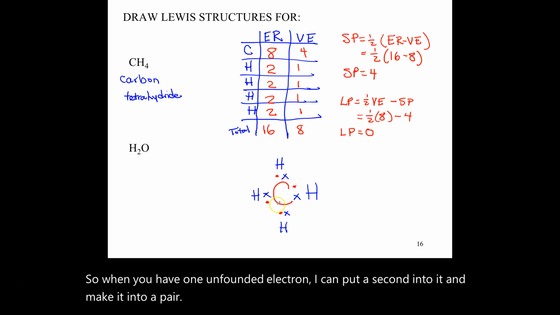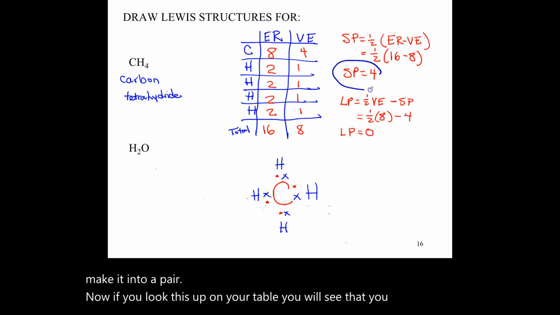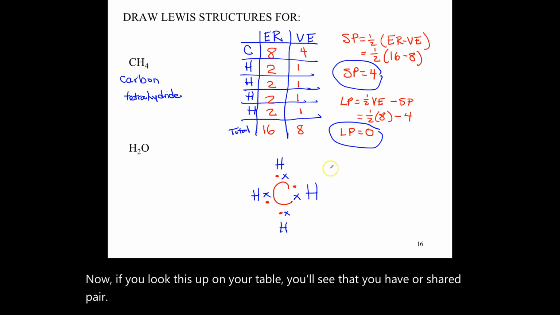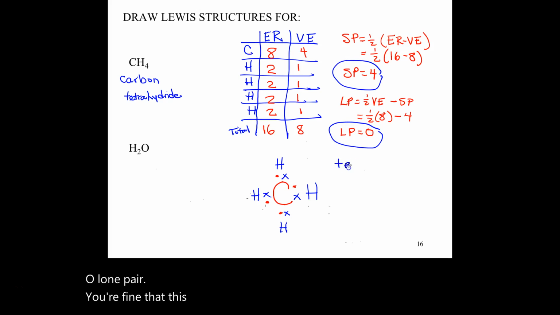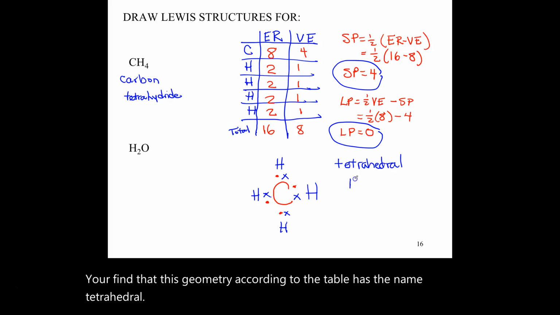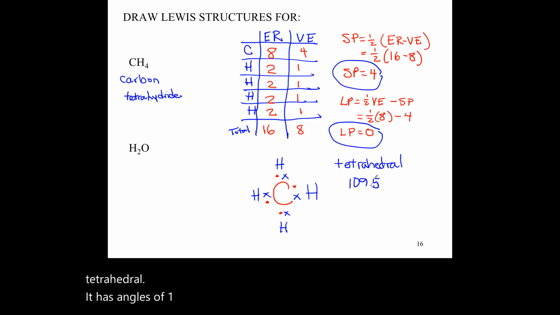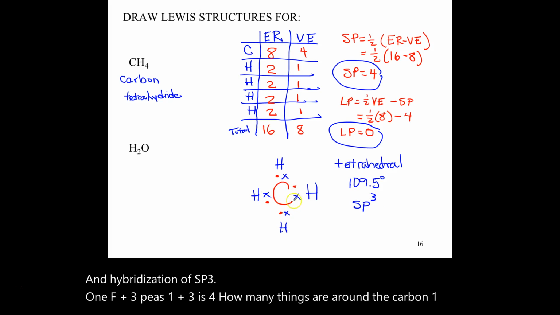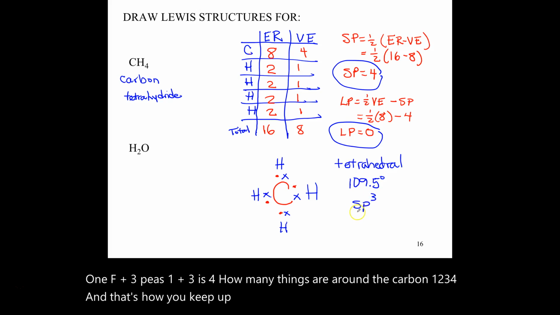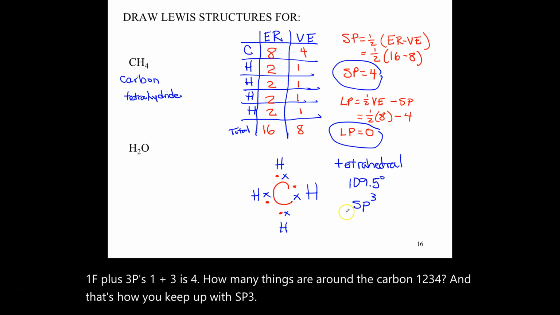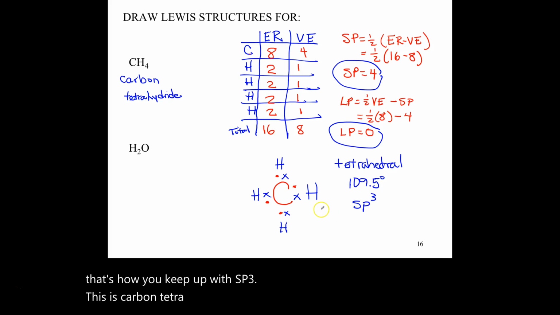Now, if you look this up on your table, you'll see that you have 4 shared pair, 0 lone pair. You'll find that this geometry, according to the table, has the name tetrahedral. It has angles of 109.5 degrees and hybridization of sp3. 1 s plus 3 p's. 1 plus 3 is 4. How many things are around the carbon? 1, 2, 3, 4. And that's how you keep up with sp3. This is carbon tetrahydride.